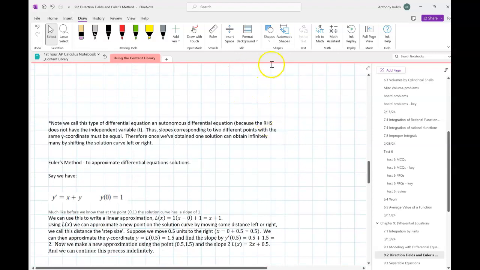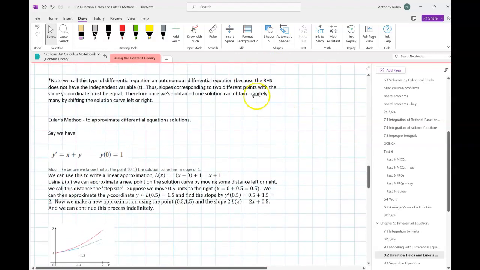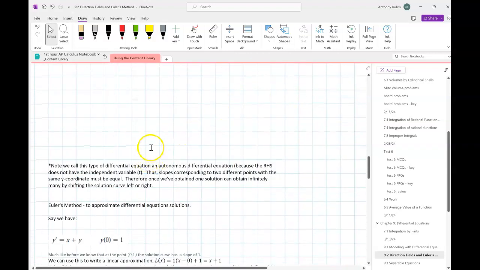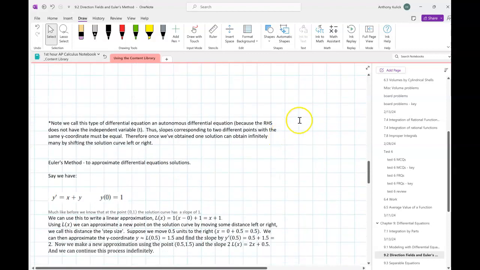Maybe not. All right. So this differential equation, y prime equals x squared plus y squared minus 1, we call an autonomous differential equation because the right side did not have the independent variable t. No, that is not at all what this is referencing.